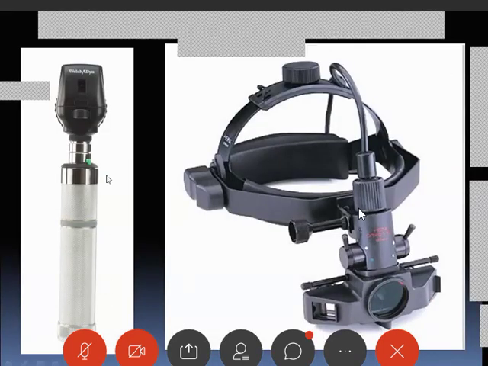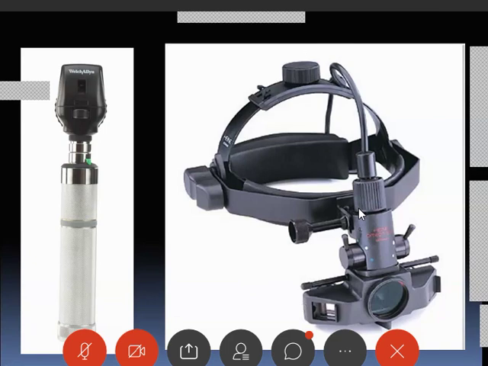So you can see here that this is the direct ophthalmoscope, a very small instrument and also very easy to carry, and the technique itself is very easy. Whereas this one is the indirect ophthalmoscope. For doing indirect ophthalmoscopy, definitely we require experience. So it's not very easy to do indirect ophthalmoscopy.